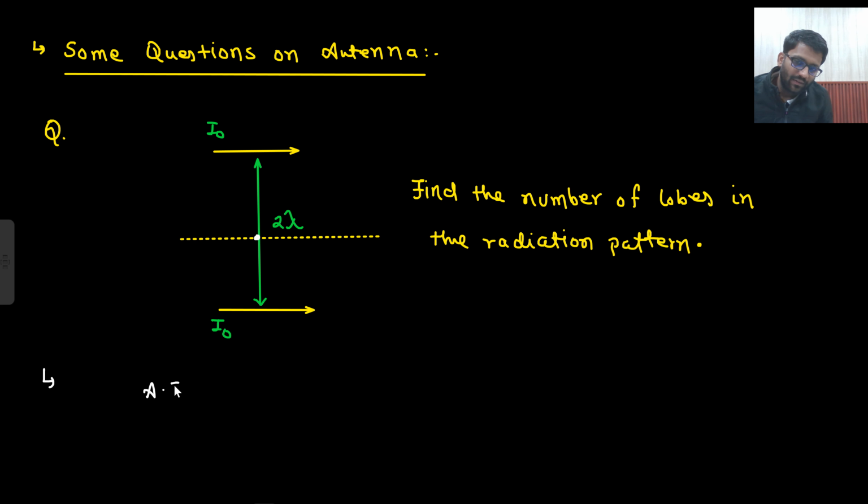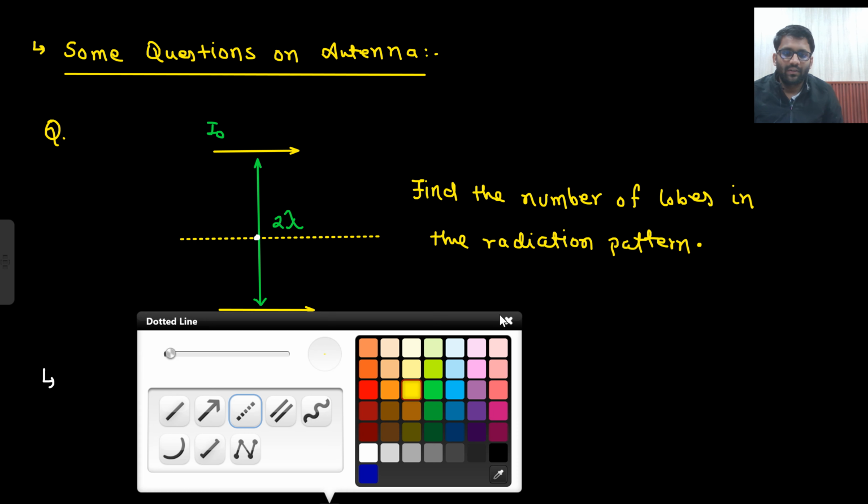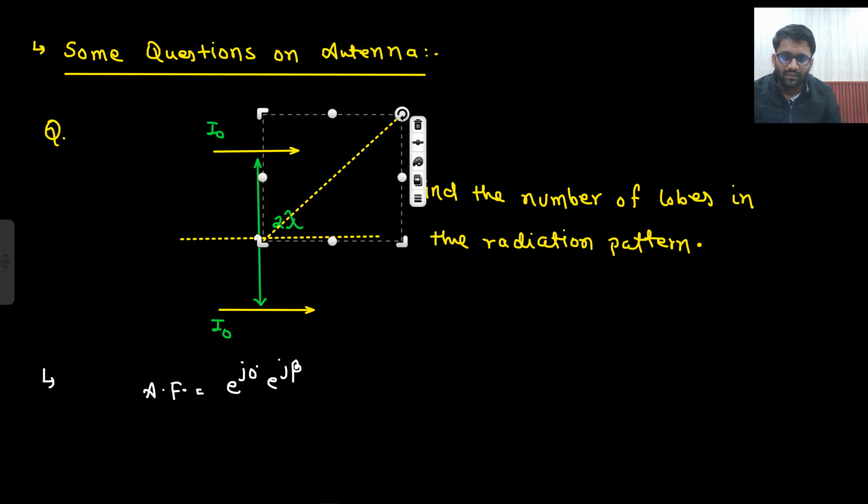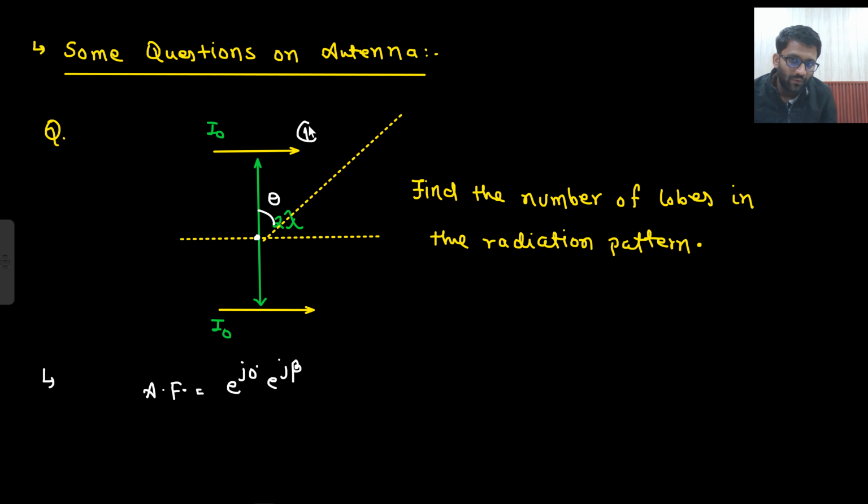So how will I write down the array factor? So what is the phase of this current? 0 degree. e to the power j beta from the origin towards I0. And the angle is measured from the z axis, that is theta only. So from the origin towards antenna 1, I am writing down the distance. What is the distance? Lambda. And what is the angle between this vector and this vector? The angle is theta, cos theta.